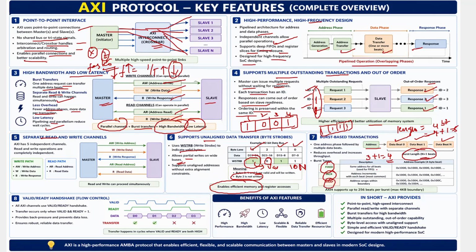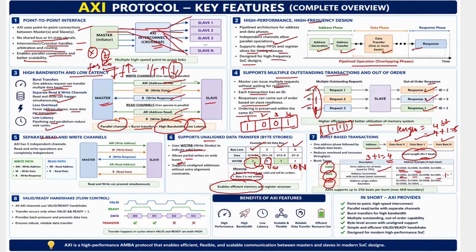Fixed burst means the entire transaction sends a fixed address only. Only a single address is used, the same address for all beats of transfer. If you are transferring 10 beats, all the 10 beats have the same address. That is the fixed address. And increment burst means you send one address and it will increment automatically based on your burst length and burst size.